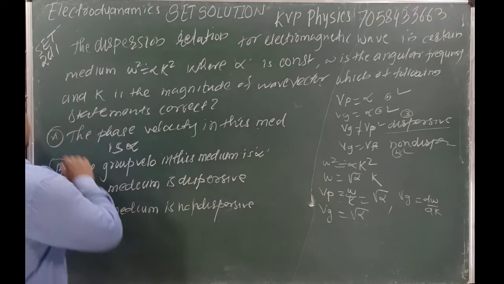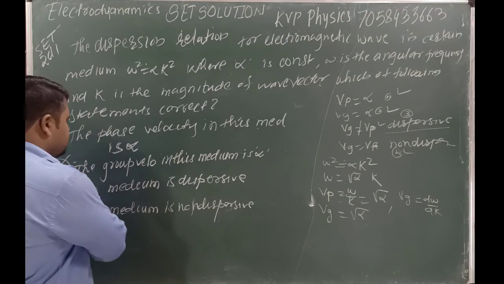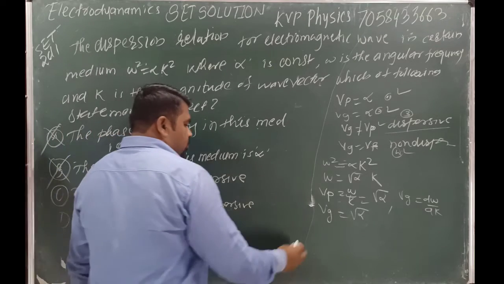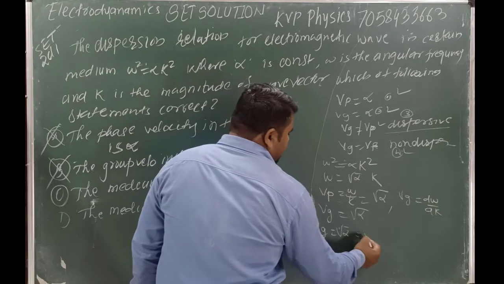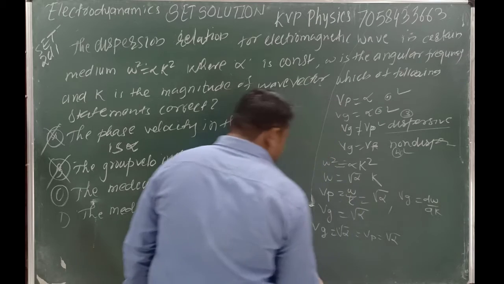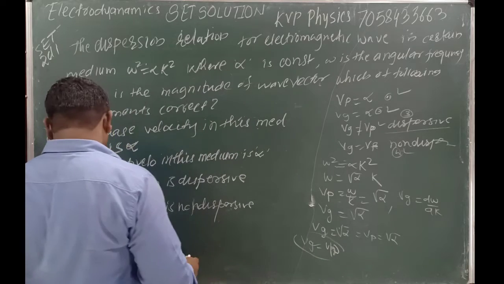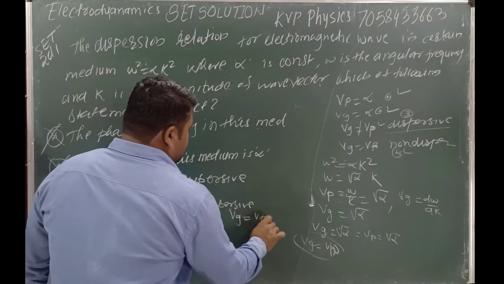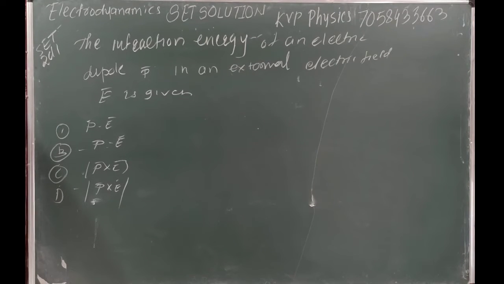Vp is equal to root alpha, which means option number 1 is not correct. Vg is equal to, again, root alpha. Means the second option is not correct. Next, check the Vg and Vp relation. Vg is equal to root alpha and Vp is equal to root alpha. Means which equation will be satisfied? Vg is equal to Vp. Vg equal to Vp means the given medium is non-dispersive. If it were dispersive, then Vg would not be equal to Vp. Next, the 2011 set question.